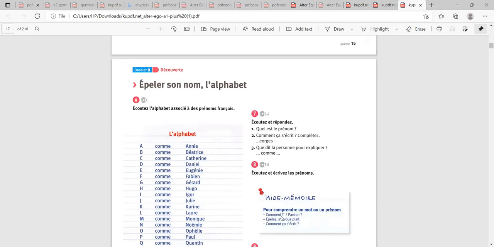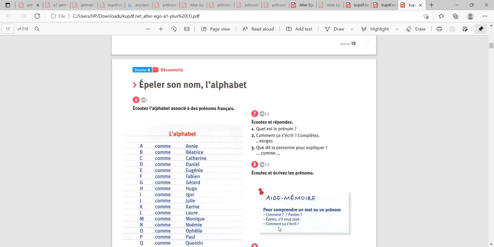Comment. Comment is how. What? Pardon. Répétez après moi. Pardon is pardon. Say Claire. Épelez, s'il vous plaît. Spell, s'il vous plaît. S'il vous plaît is please. I will say, épelez, s'il vous plaît. Spell your name. S'il vous plaît.